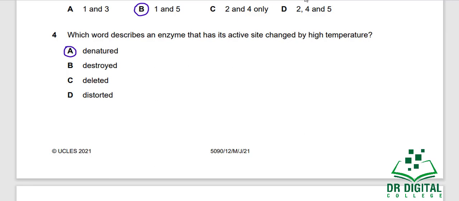Destroyed is an absolute term meaning totally damaged, so this does not apply to enzymes. Deleted means altogether removed from the structure of the enzyme, so it is not deleted. Similarly, distortion can be a minor level of change or a bigger level of change, so this is not distortion. So the correct answer for question 4 is that the active site of an enzyme at high temperature is denatured.